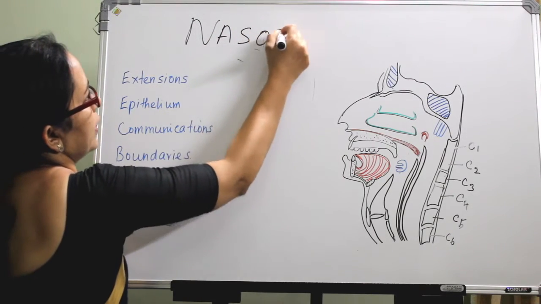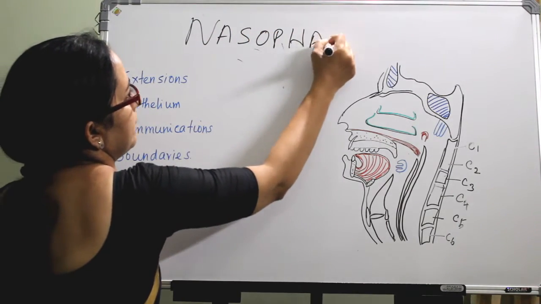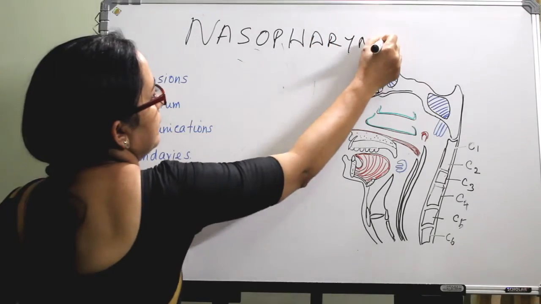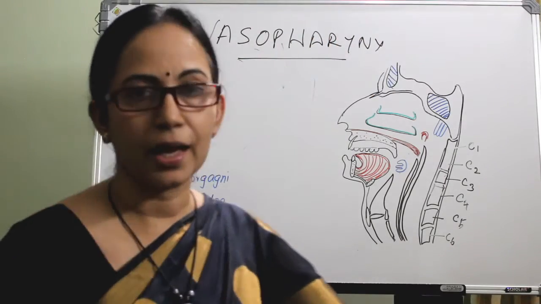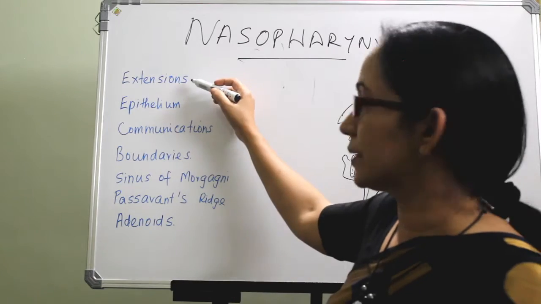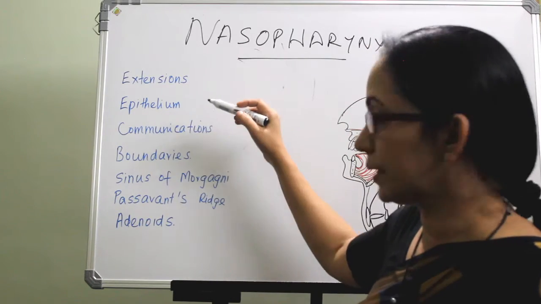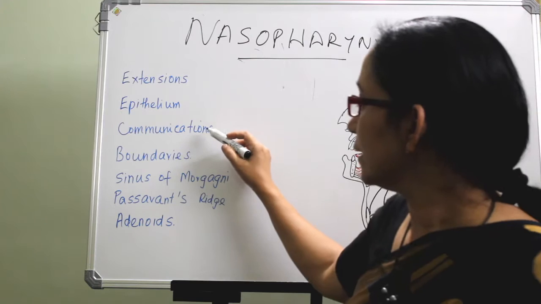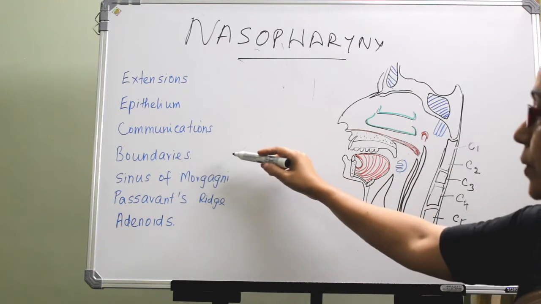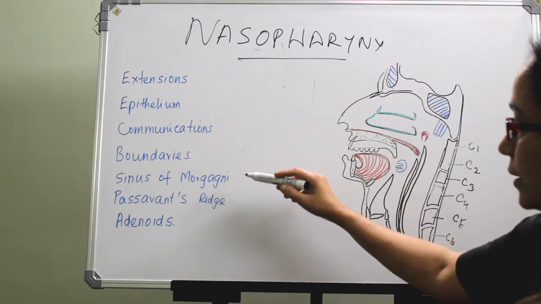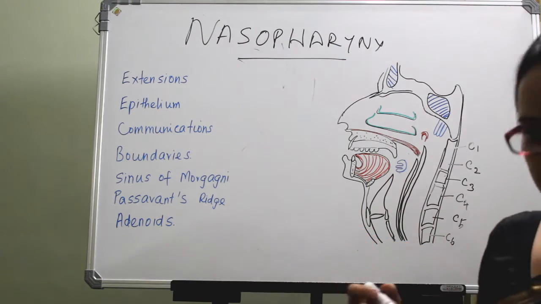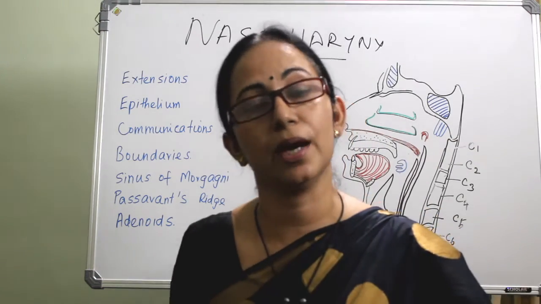Anatomy of nasopharynx. I will discuss the nasopharynx under the headings of extension, epithelium covering the nasopharynx, the communications, the boundaries, then the sinus of Morgagni, Passavant ridge, and also I will discuss the adenoids.